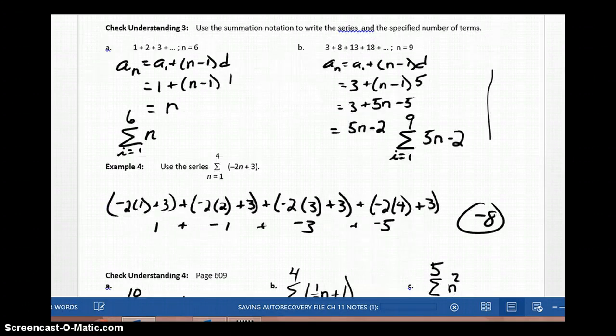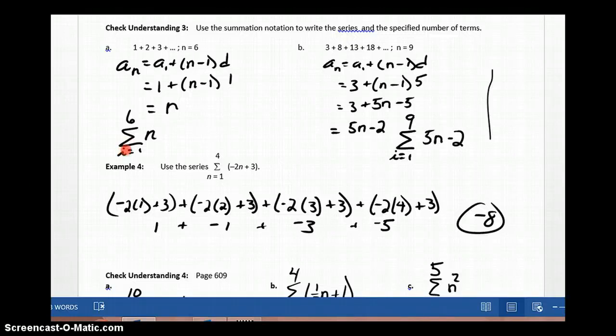Alright, now you try. Check understanding 3, use the summation notation to write the series and the specific number of terms. So go ahead, I'll give you a moment to complete that, and then we'll check. Alright, you've had a little time to look that over. So our sequence is a sub n equals a sub 1 plus quantity n minus 1 times the common difference. If I put those values in, the first term is 1, the common difference is 1, and when I simplify that, I simply get n. So my summation notation is the sum of n from i equals 1 to 6.